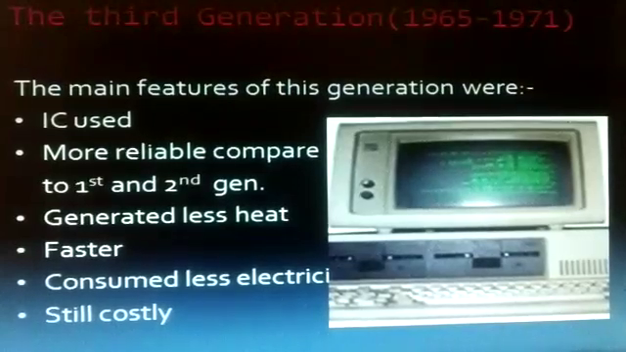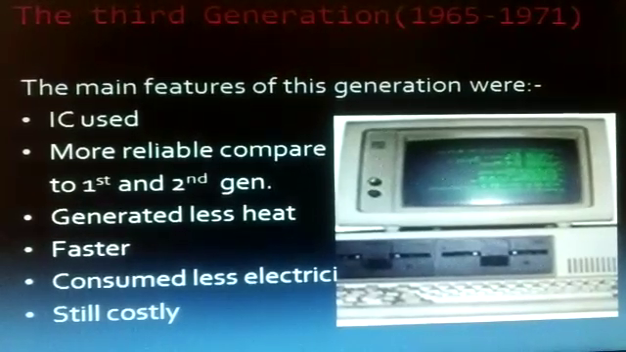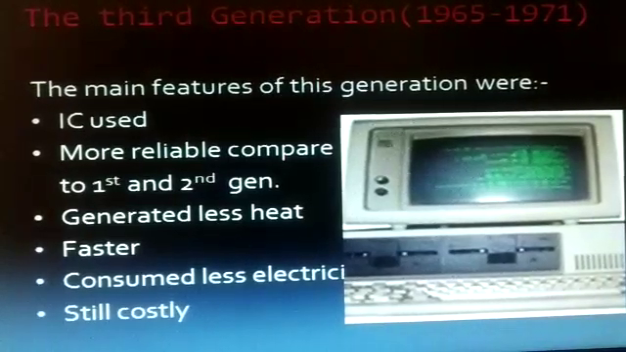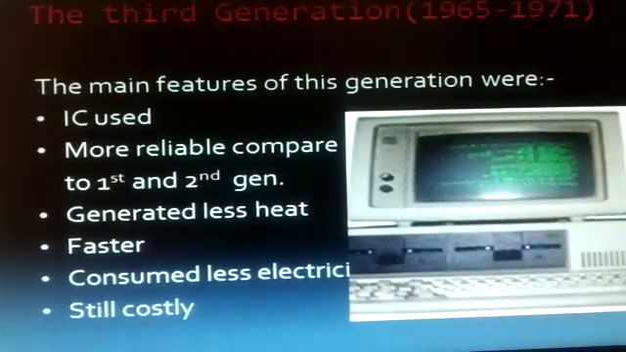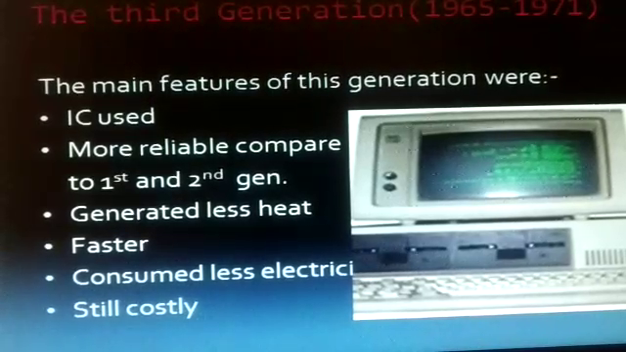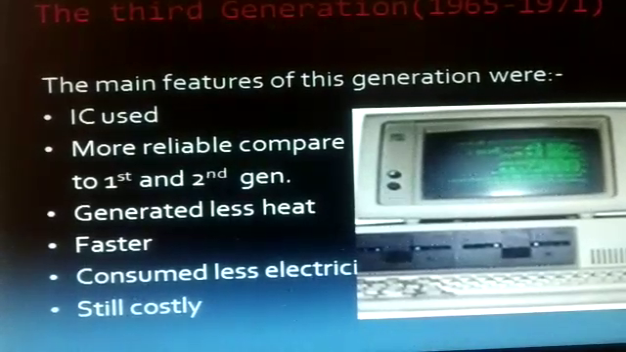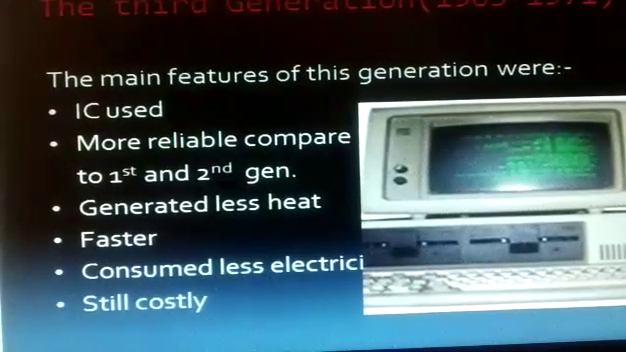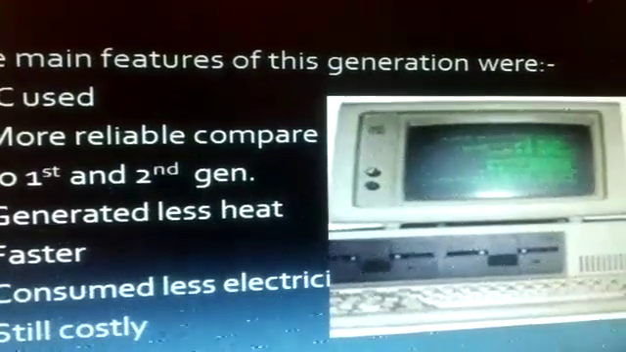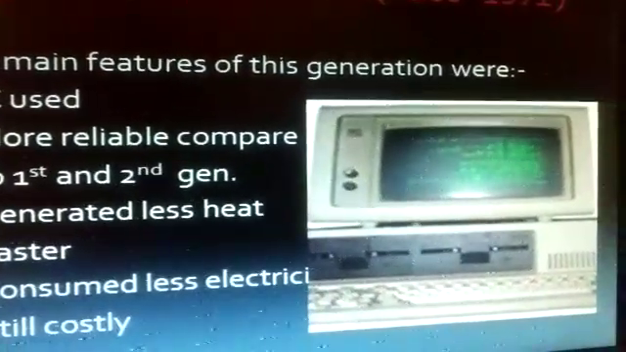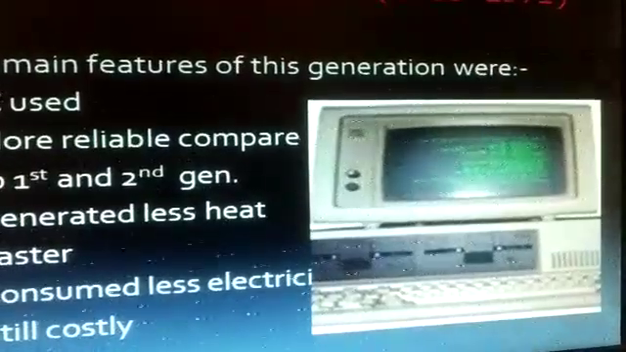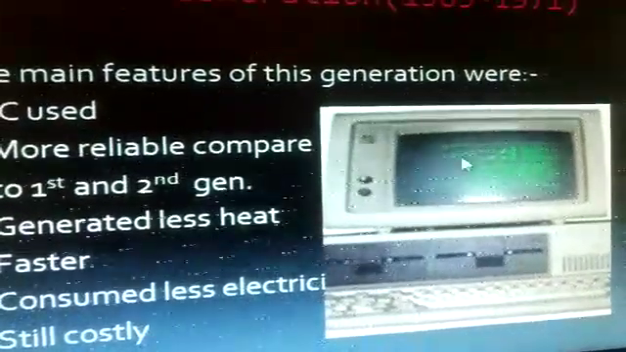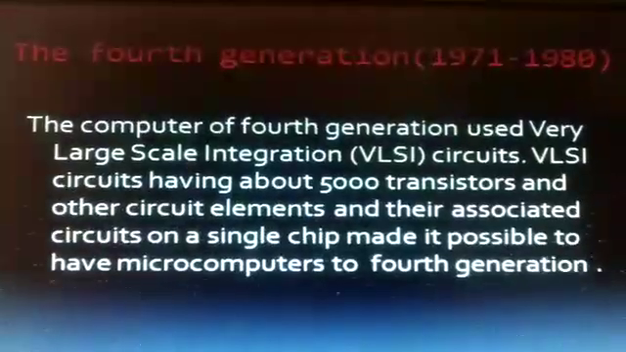The main features of this generation were: first, IC used, more reliable compared to the first and second generation, generated less heat compared to the first and second generation, faster than the first and second, consumed less electricity, and still costly. Students, you can see here the image of the third generation of computer.